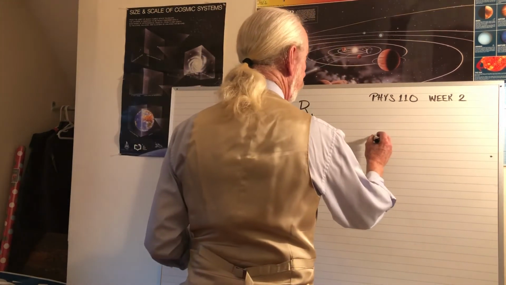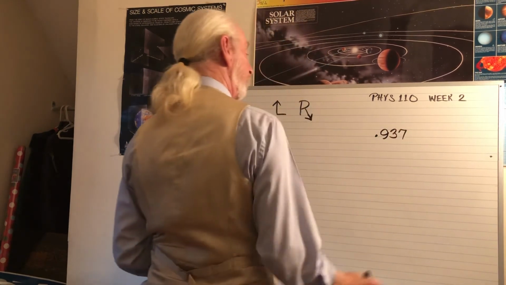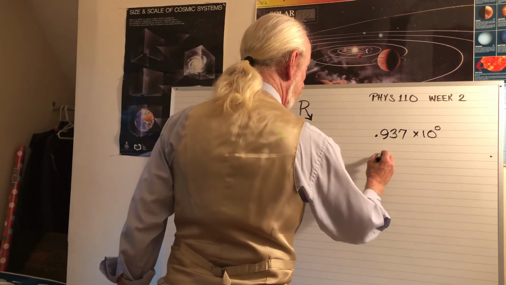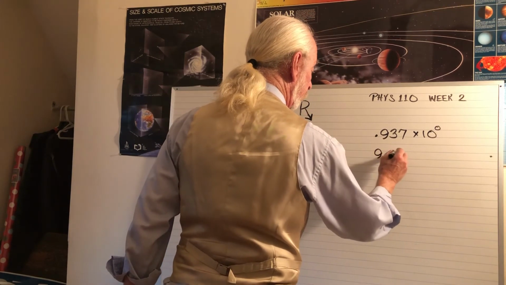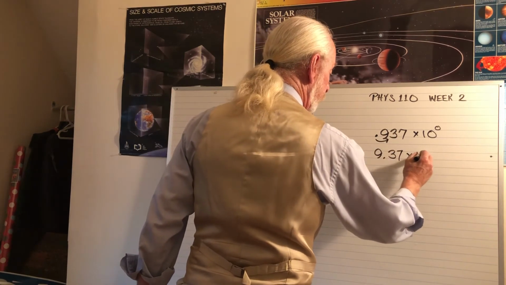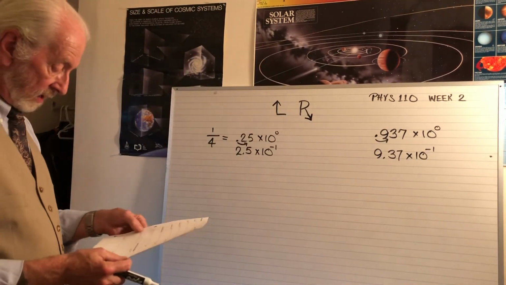0.937. Okay, it's in standard notation, which means I can slap 10 to the 0 on it. I want it to read 9.37. I went to the right, times 10 to the negative 1.